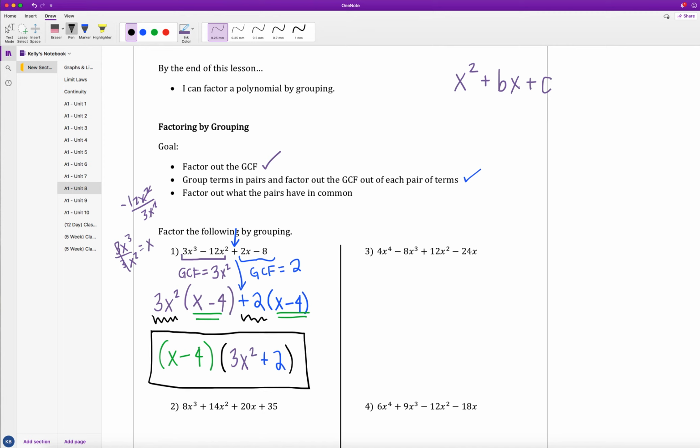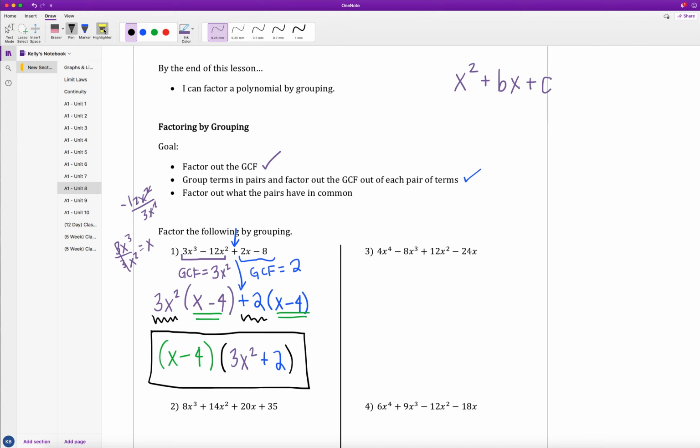So our first step was to pair them, making sure we're in standard form, pairing the first two terms together, and finding their greatest common factor, which in this case was 3x squared. We then factored the 3x squared out of the first two terms, so we were left with 3x squared times x minus 4. In the last two terms, we found their greatest common factor, which was 2. We factored that out, made sure we brought down the plus sign, so we end up with plus 2 times an x minus 4 left over.